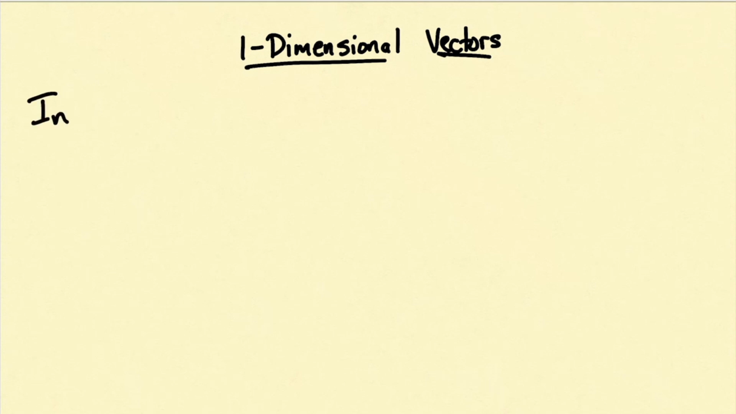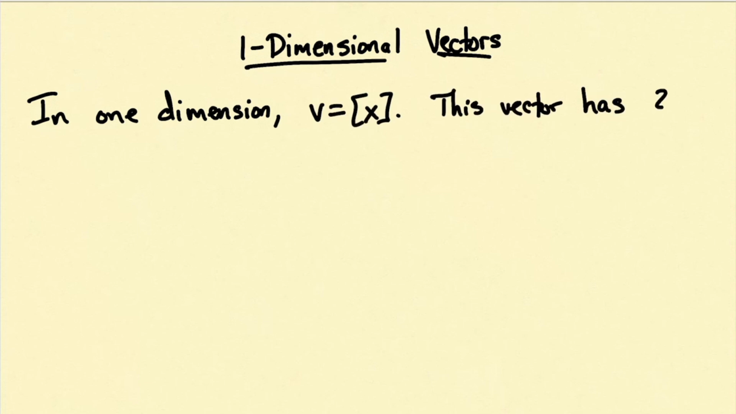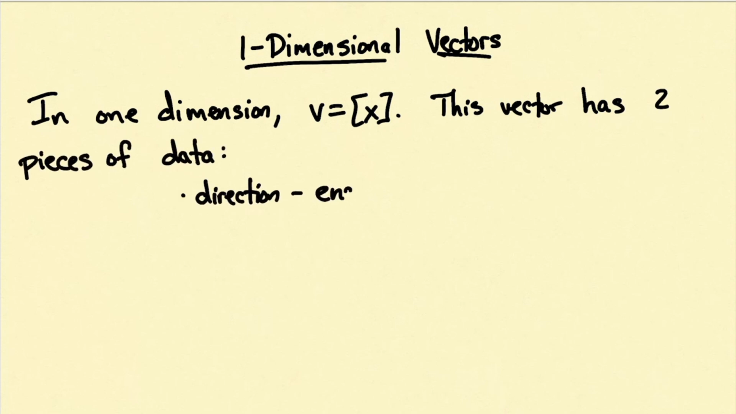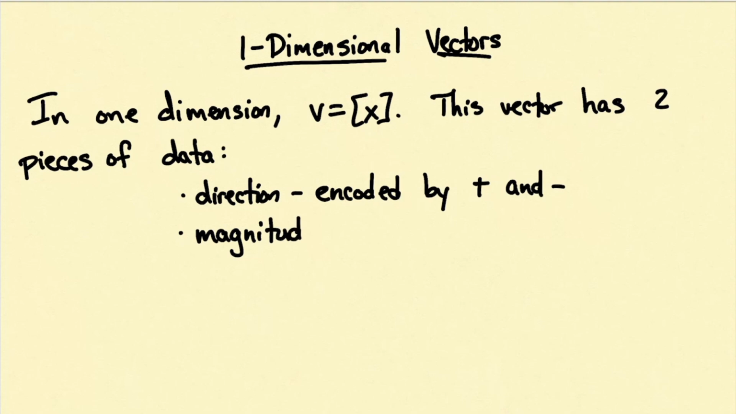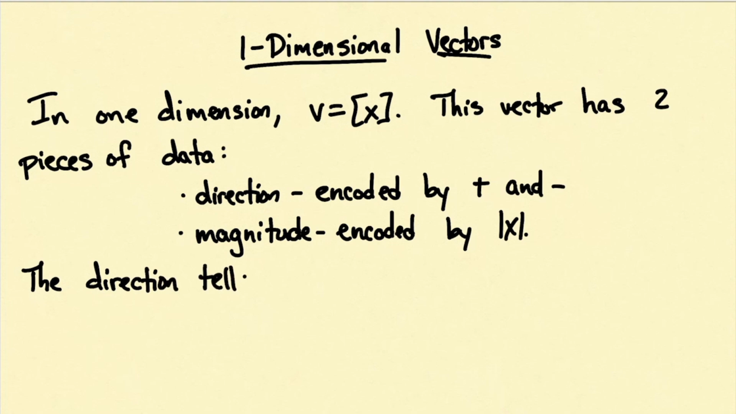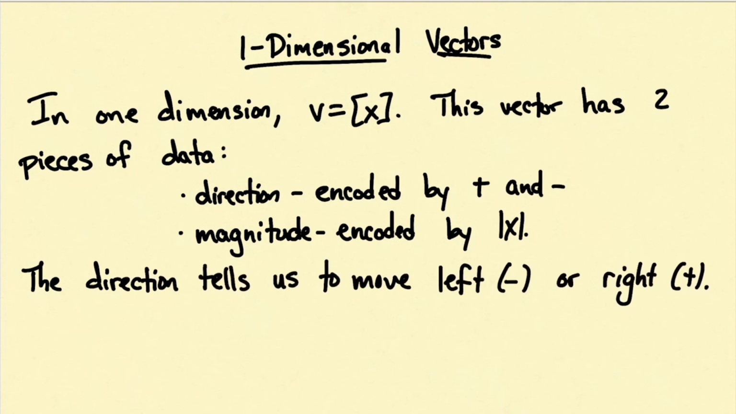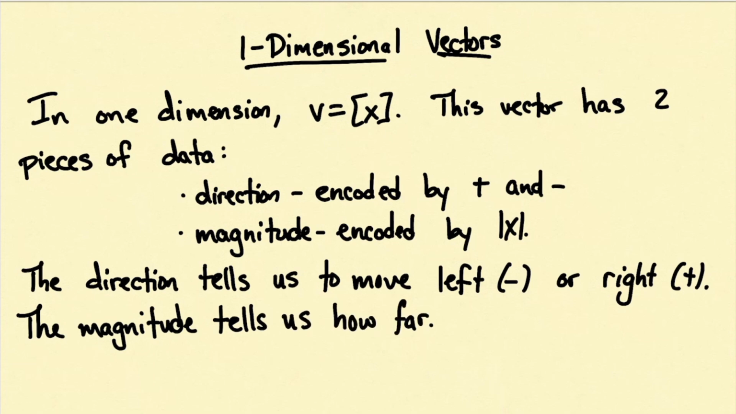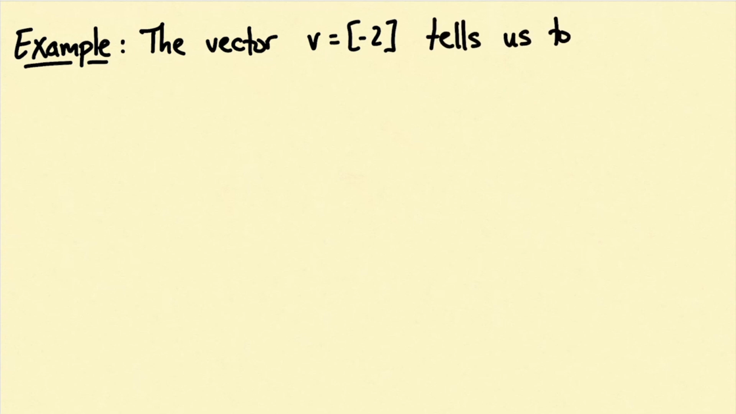In one dimension, a vector, v, is a 1 by 1 matrix consisting of a single number, x. This is simply the data of a direction, which is encoded by the sign of x, and the magnitude, encoded by the absolute value of x. The direction tells us to move left if it's negative, or right if it's positive, while the magnitude tells us how far to move. For example, the vector v, given by the 1 by 1 matrix with a single entry of -2, tells us to move from our initial position 2 units to the left.